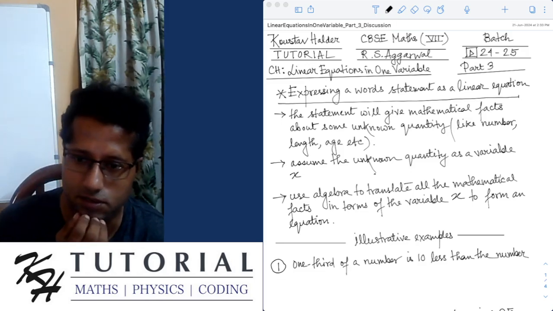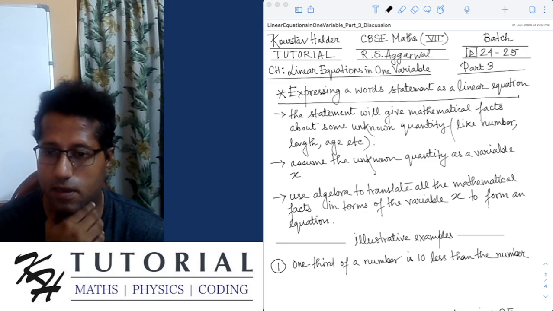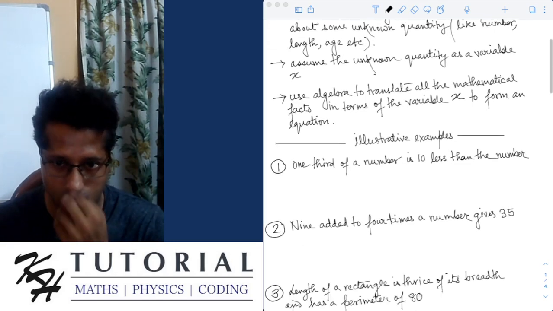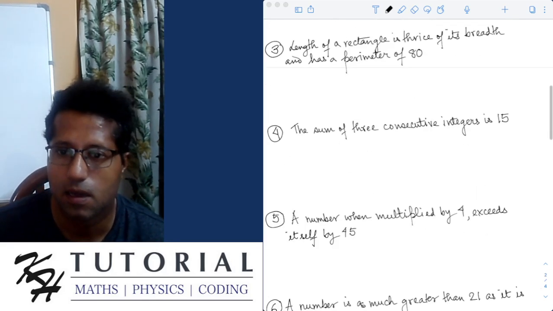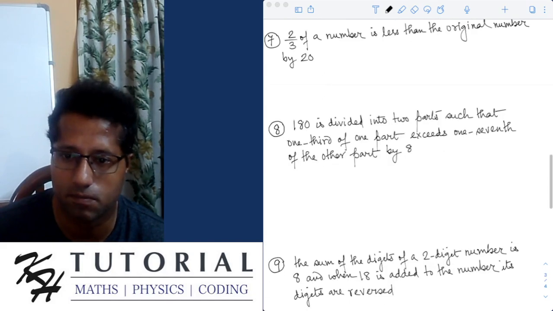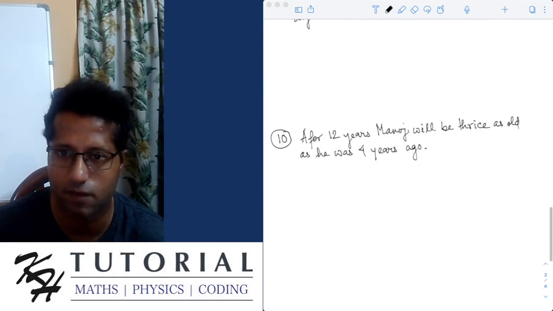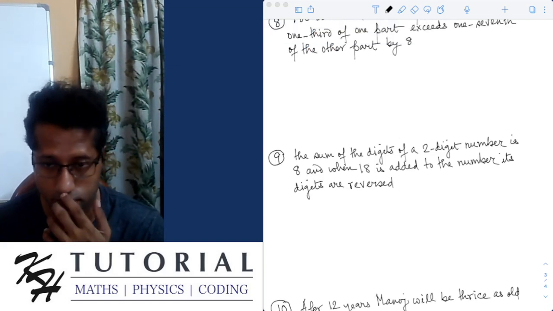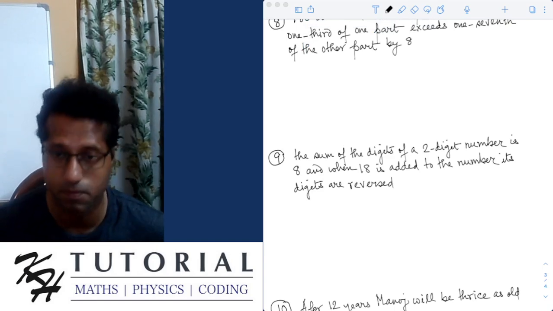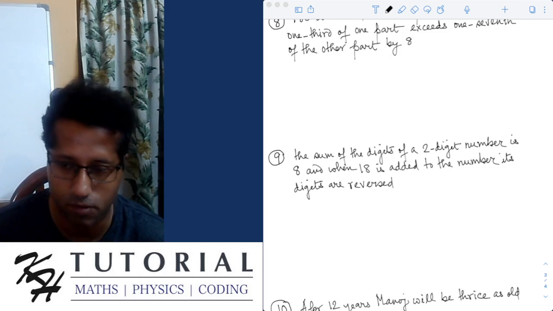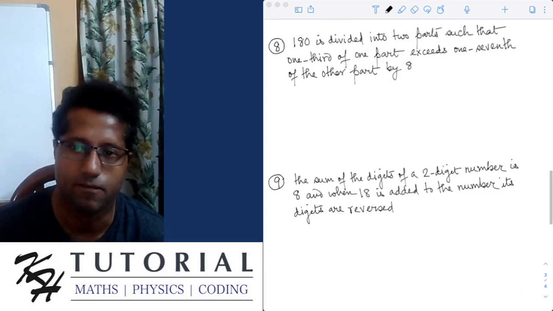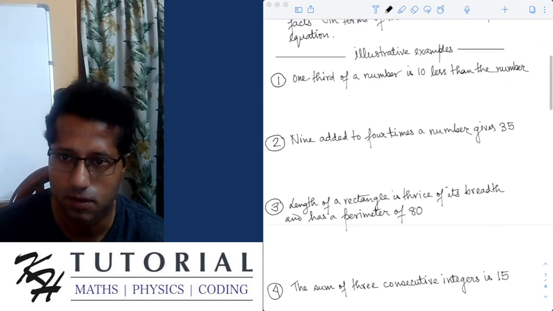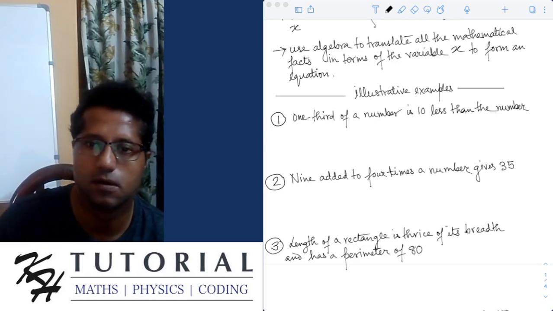Okay, so let's dive into some illustrative examples. So I have some illustrative examples. Some of them are some problems from the exercise 7b, but I will only do the formation of the linear equation. I will not solve the linear equation. In the next video, that will be part 4, I will do some word problems from exercise 7b, where I will completely solve the linear equation. Okay, so let's discuss the problems.